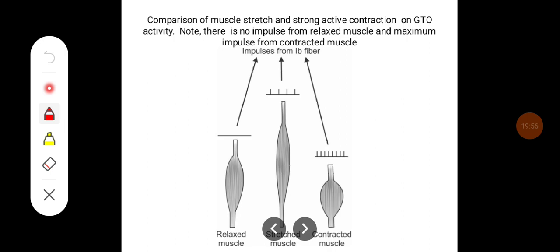Okay. So this is what is going to happen when there is a stretch and some contraction of the Golgi tendon organs. So this is the relaxed muscle. When the muscle is stretched, then also Golgi tendons are activated. But when there is a strong contraction, there is much more activation of the Golgi tendon organs.